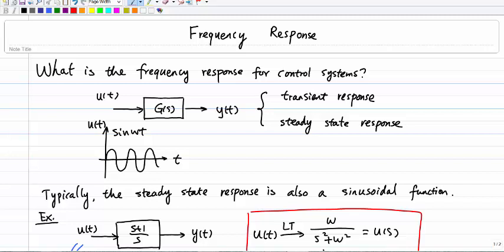In this video, I'm going to talk about the frequency response. So this will be just an introduction of the concept of frequency response. So the first question is, what is the frequency response for a control system?